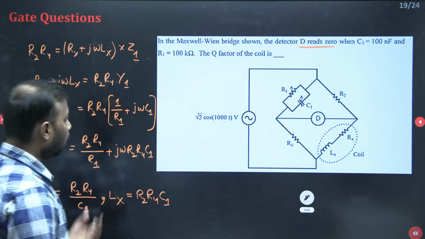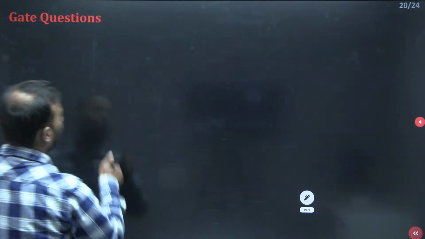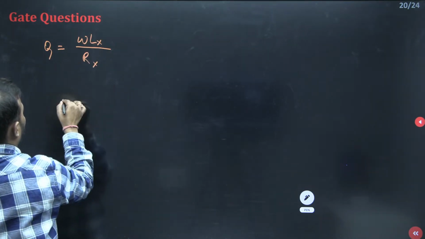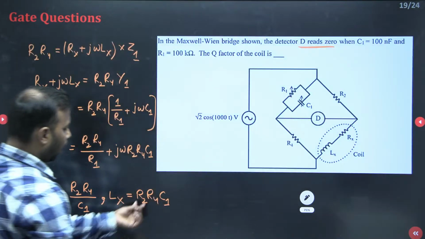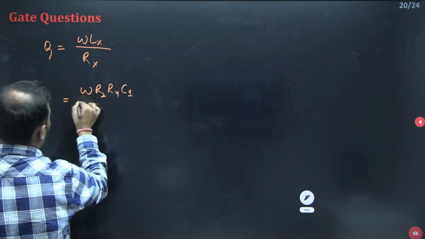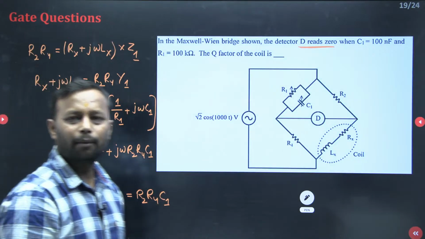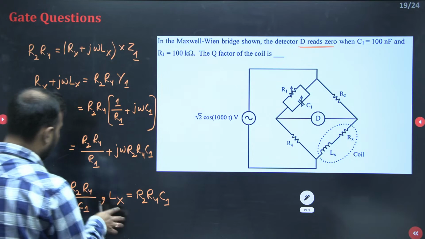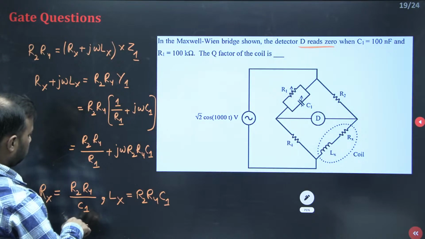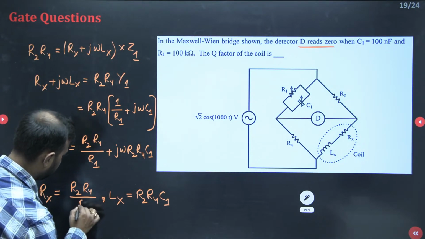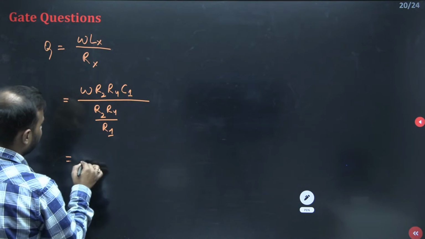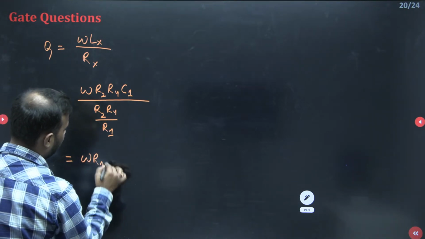Now we need to calculate the Q factor of the coil. So what is the Q factor of the coil? It is equal to omega Lx divided by Rx. So omega Lx is omega R2 R4 C1. Anybody has got the answer? And what about Rx? R2 R4, sorry, this is R1, not C1. So R2 R4 by R1. So R2 R4 will be cancelled out and we are left with omega R1 C1.